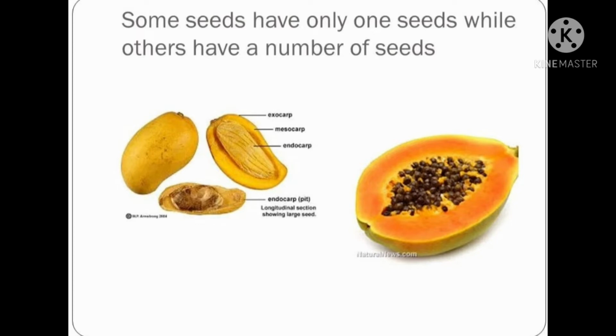As you can see, the seed of a mango is a large one. In the same way, the seed of a papaya are very small and are present in numerous amount. Many seeds or a single seed, that varies from fruit to fruit or vegetable to vegetable.